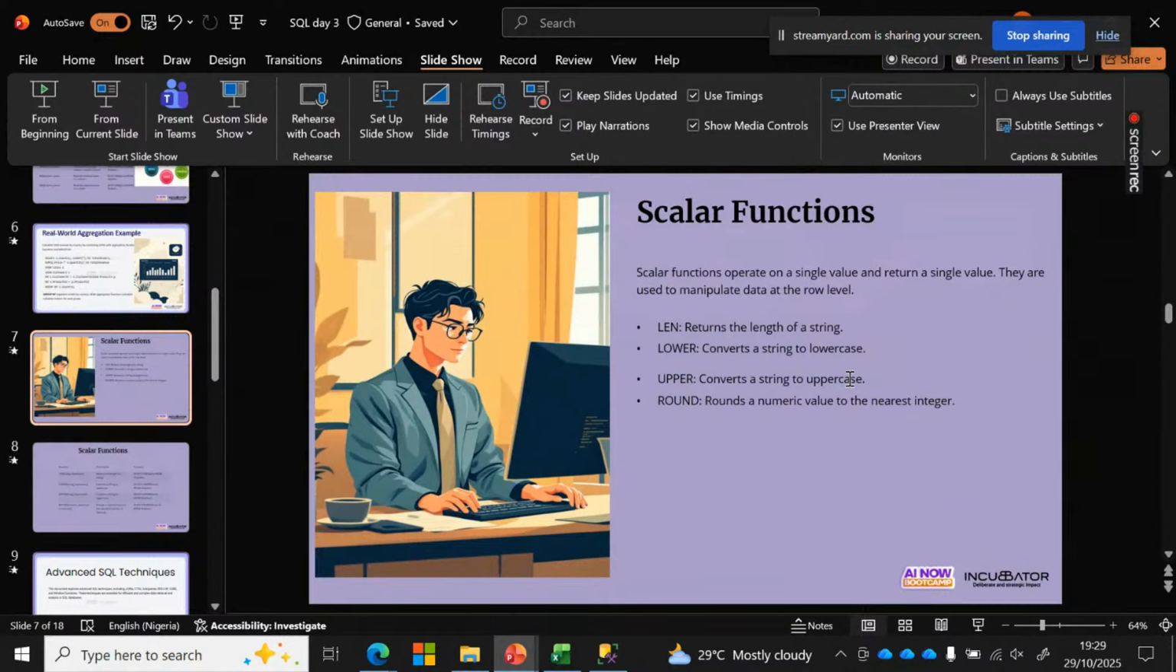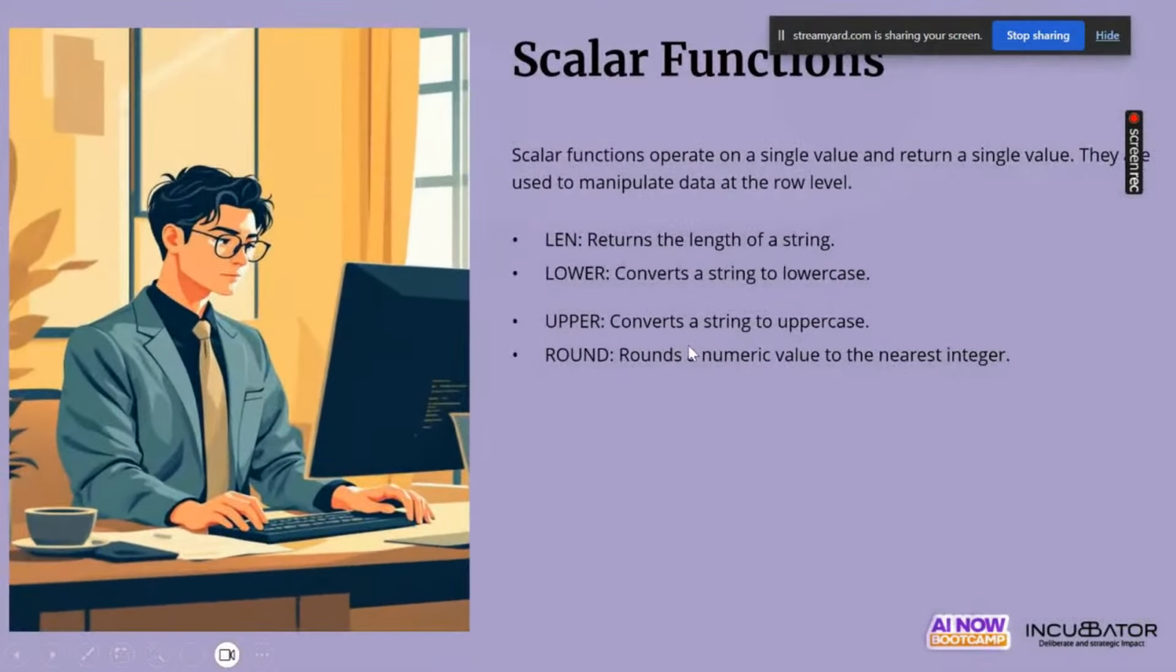Let's go to scalar functions. Scalar functions operate on a single value and return a single value as well. They are used to manipulate data at the row level. All right, so we have the scalar function. The scalar function operates on a single value and returns a single value. They are used to manipulate data at the row level.